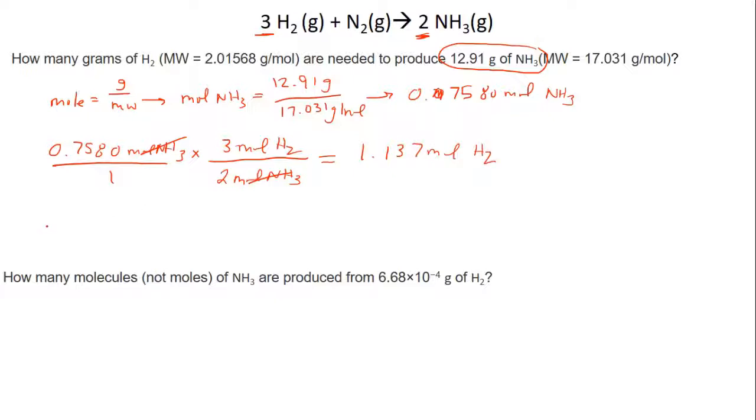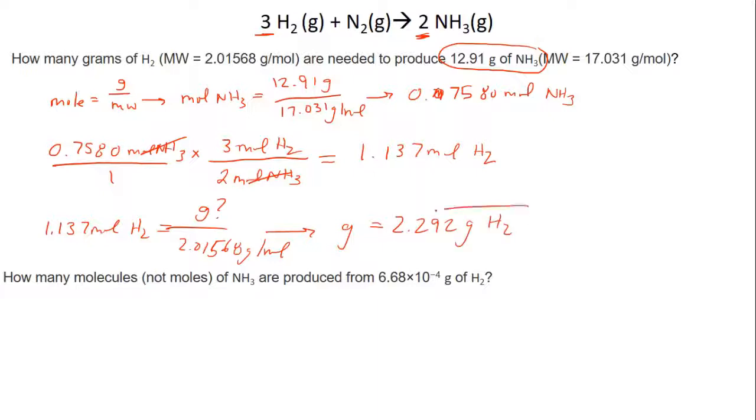Now we need to convert that to mass of hydrogen, so we'd say that we have 1.137 moles of H2. We don't know the mass of that. We do know that hydrogen weighs 2.01568 grams per mole. Multiply that across, and we should get grams of hydrogen to 4 significant figures: 2.292 grams of hydrogen.